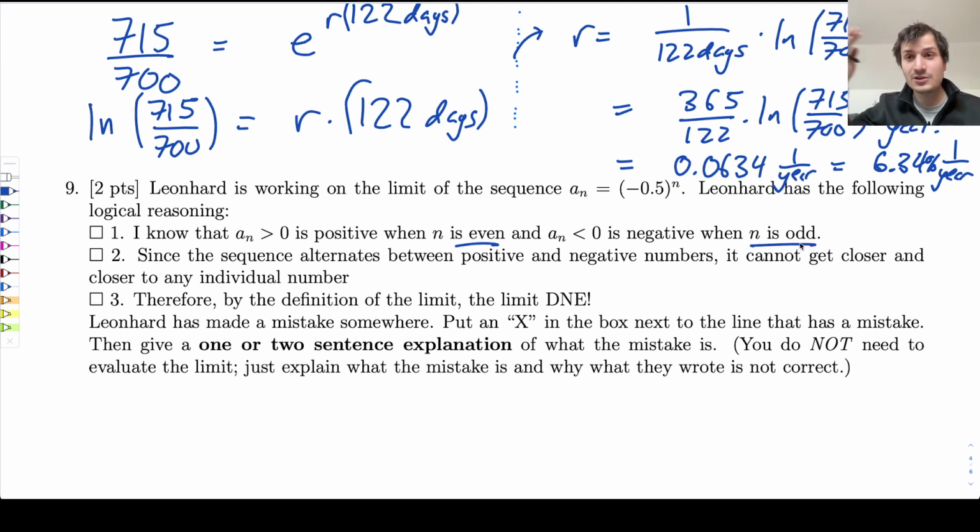Since the sequence alternates between positive and negative numbers, right? It goes positive, negative as you go through the even and odd numbers. It cannot get closer and closer to any individual number. So positive, negative, you're always floating around. They're saying, therefore, it's not getting close to anything. Therefore, by the definition of a limit, the limit does not exist. There's a mistake somewhere. Put an X next to the line that has a mistake.